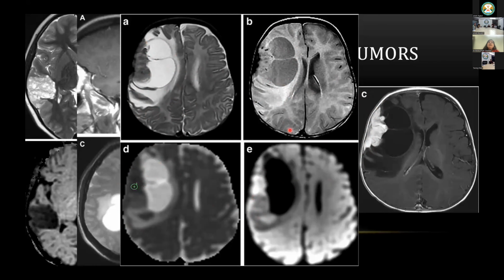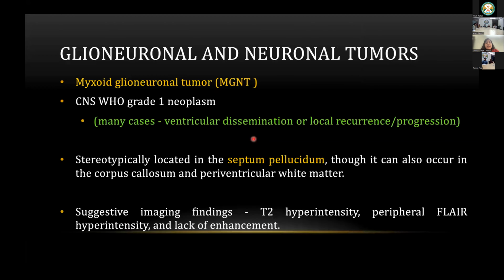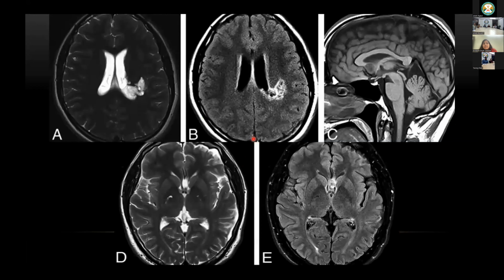The imaging of these typical conventional glioneuronal tumors has not changed much from before. Now there are certain new entities like MGNT and MVNT, which have been described in the new WHO classification. So I will show some examples of those entities.